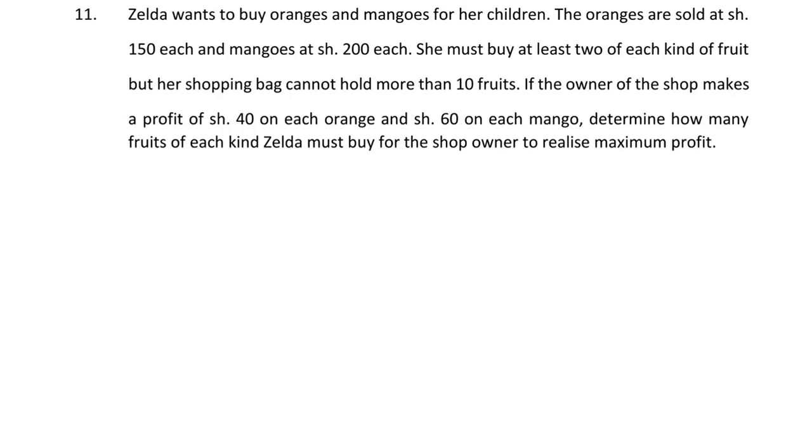Question number 11. Zelda wanted to buy oranges and mangoes for her children. The oranges are sold at Tanzania shillings 150 each, and the mangoes are sold at shillings 200 each. She must buy at least 2 of each kind of fruit, but her shopping bag cannot hold more than 10 fruits. If the owner of the shop makes a profit of shillings 40 on each orange and shillings 60 on each mango, we are supposed to determine how many fruits of each kind Zelda must buy for the shop owner to realize maximum profit.